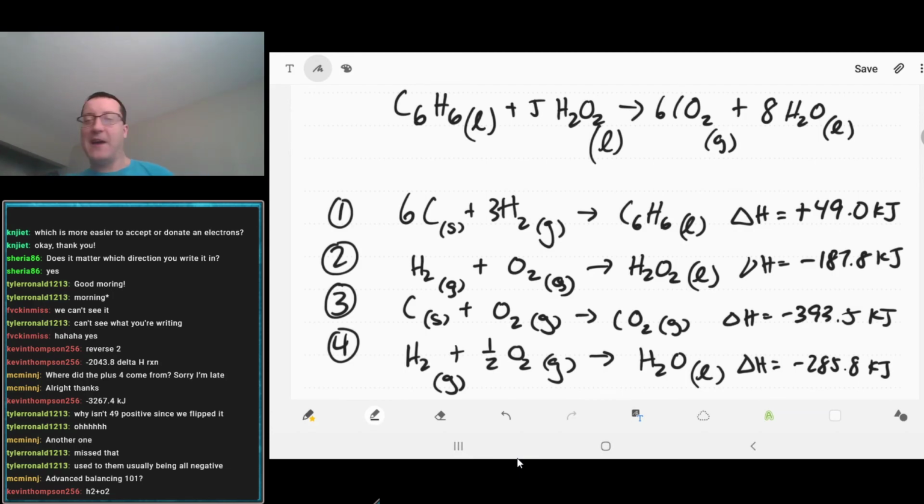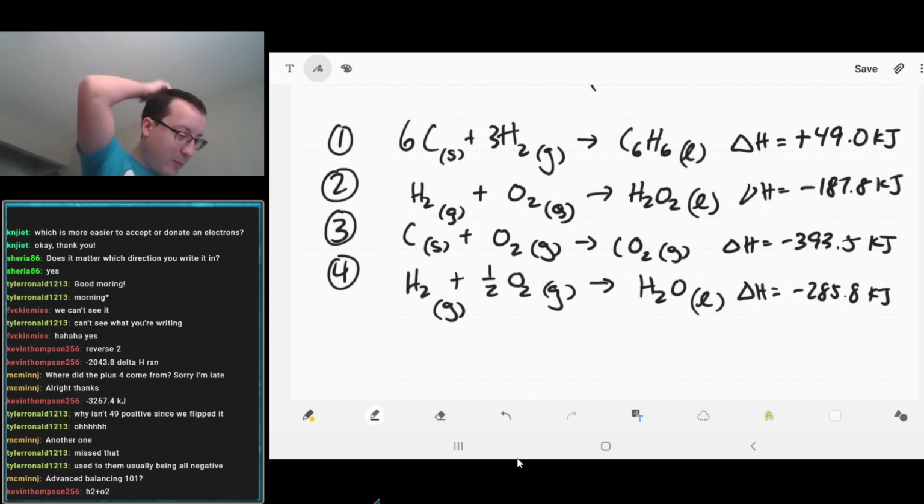By the way, these don't have to be combustion reactions. We could do this for any reaction, but combustion is just the most common. But yeah, we can do it for anything. Okay, cool.